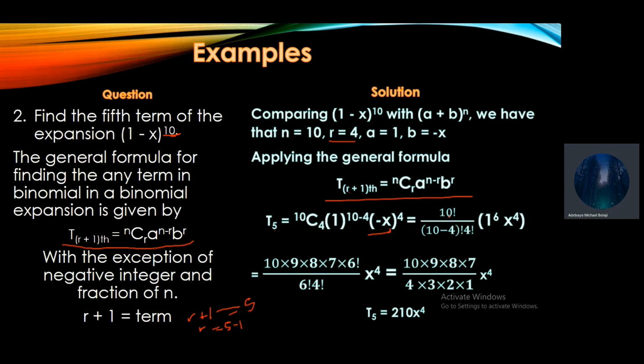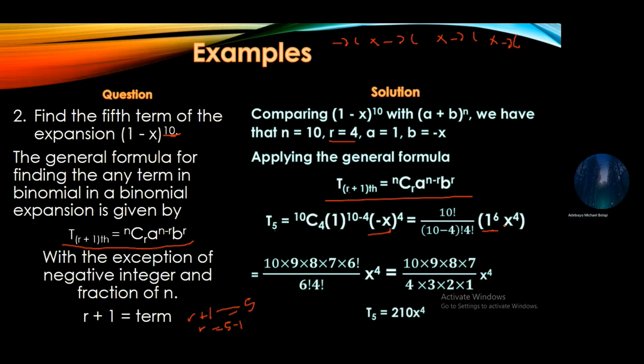Now 10 combination 4 will give us 10 factorial over 10 minus 4 factorial, 4 factorial. 10 minus 4 is what? Is 6. So that's why we have 1 raised to the power of 6. Minus x raised to the power of 4 will give us x raised to the power of 4. Why? Because minus x times minus x times minus x times minus x. I always emphasize this because students tend to make a lot of mistakes when doing something like this. Minus times minus is plus, plus times minus is minus, minus times minus is what? Is plus, and x times x times x times x will give us what? x raised to the power of 4. Is that okay? That's why we don't have minus here. I'm sure we all get it.